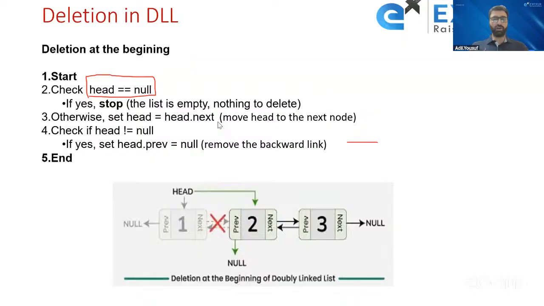Are you getting or not? If the list is not empty, the current head is pointing to the first node which you want to delete. And by assigning head is equivalent to head dot next, we are actually making the second node, if that exists, the first node of the list. It is simple. So by doing head is equivalent to head dot next, we are simply making this second node the first node of the list.